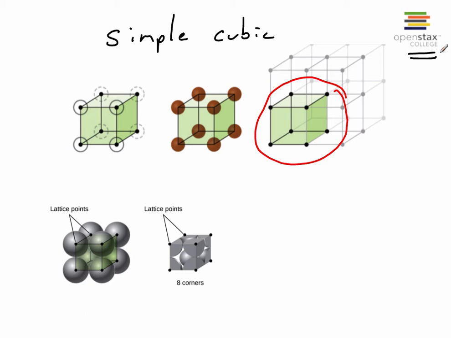Okay, so here we have the lattice points. They're all on the point of a cube, and so we can see what it looks like if we put atoms on those points in the lattice in simple cubic. If we do space filling, that's shown down here.